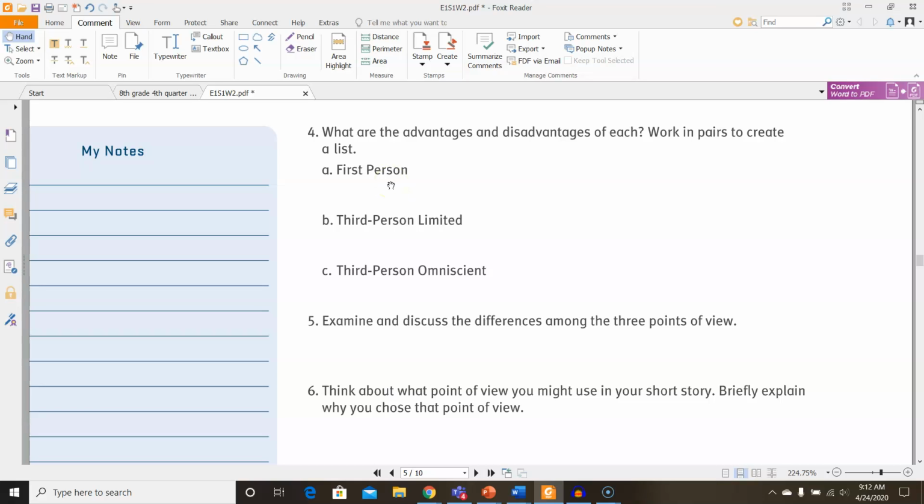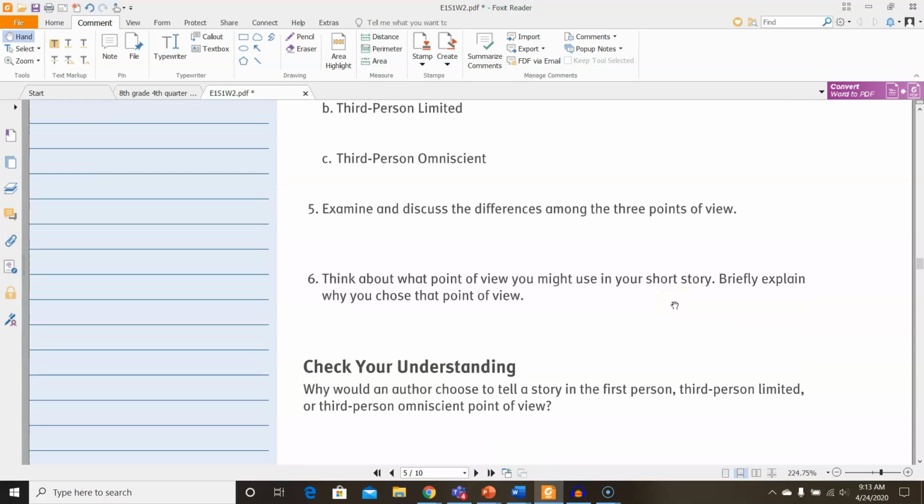It says to work in pairs, but you could do this independently. What are the advantages and disadvantages of writing in first person? What are the advantages and disadvantages of third-person limited, and what are the advantages and disadvantages of third-person omniscient? So examine and discuss the differences among the three points of view. Just examine them and then write in that space what the differences are between the three.